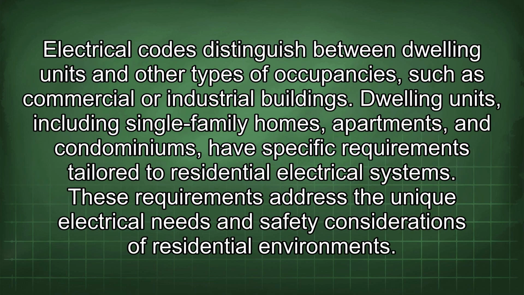Electrical codes distinguish between dwelling units and other types of occupancies, such as commercial or industrial buildings. Dwelling units, including single-family homes, apartments, and condominiums, have specific requirements tailored to residential electrical systems. These requirements address the unique electrical needs and safety considerations of residential environments.